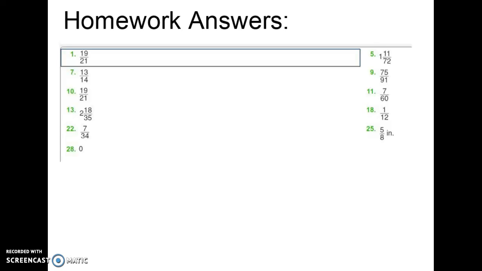All right, the first thing that I would like you to do is go ahead and check the homework from last night. These problems were assigned from page 21 in lesson 1-4. So go ahead, take a look at this. Go ahead and pause the screen, and then when you're finished, go ahead and hit play to continue on.